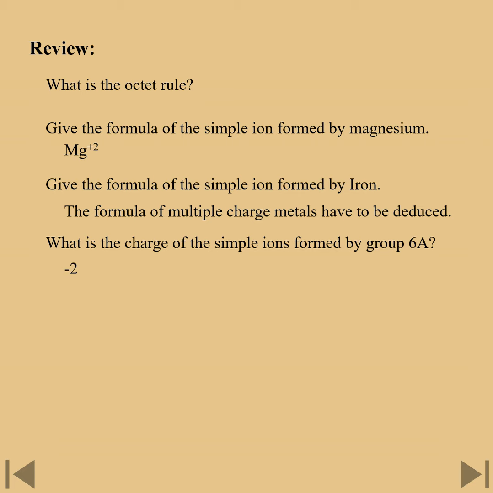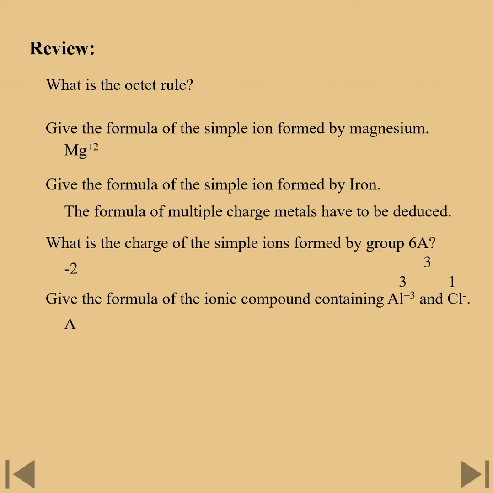Now give the formula of the ionic compound containing the aluminum ion and the chloride ion. Well, those charges are our bonding numbers. And the least common multiple of those bonding numbers gives us the total positives and the total negatives. So again, bonding number 3, bonding number 1, least common multiple of 3 says positive 3 is balanced by negative 3. So 1 aluminum for positive 3 and 3 chlorides for negative 3.